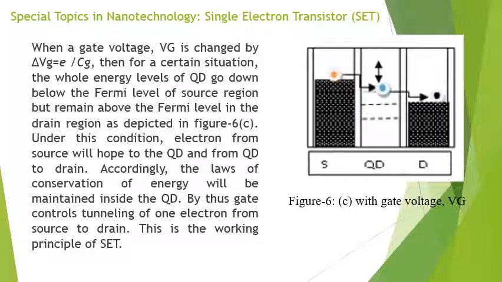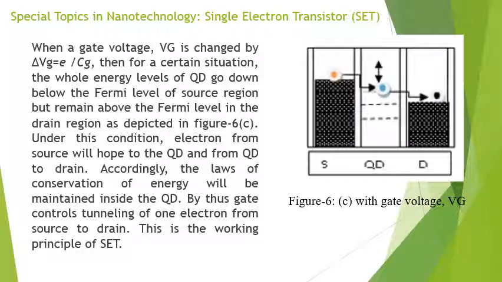So when the gate voltage, that is Vg, is changed by some value, then for a certain situation the whole energy levels of the quantum dot go down, as shown in the figure, below the Fermi level of the source region but remain above the Fermi level in the drain region. Right, it is shown in the figure. So under this condition, electrons from the source will hop to the quantum dot and from the quantum dot to the drain.